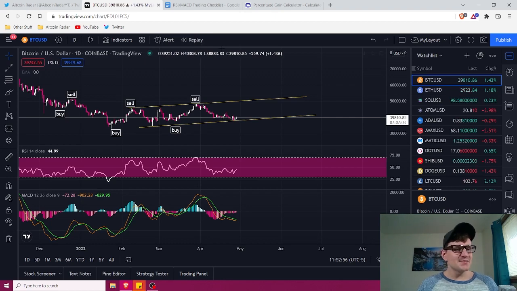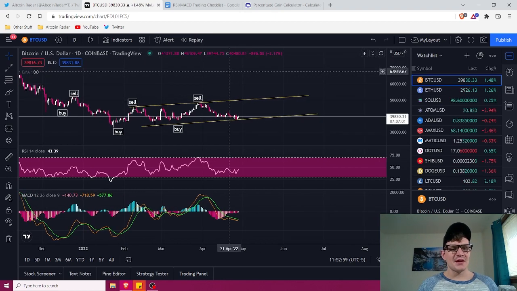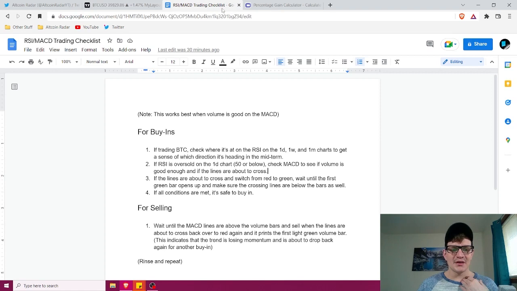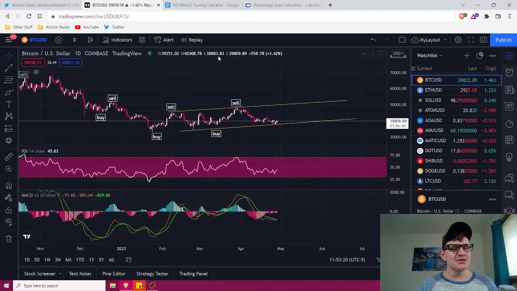But that's beside the point. We are talking about trading Bitcoin right now. So obviously, I trade Bitcoin. The first thing I do is check where Bitcoin currently is on the RSI indicator on the 1 day, the 1 week, and the 1 month charts, just to get an overall general sense of which direction Bitcoin is heading in the midterm, okay? So we're going to do that real quick, all right?